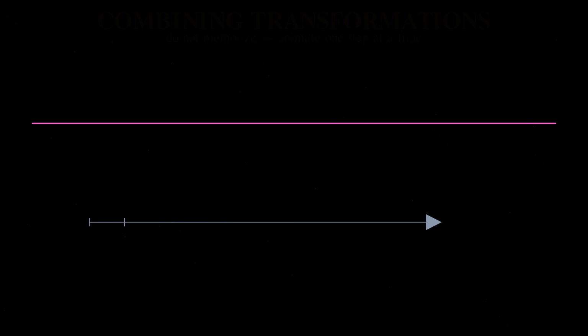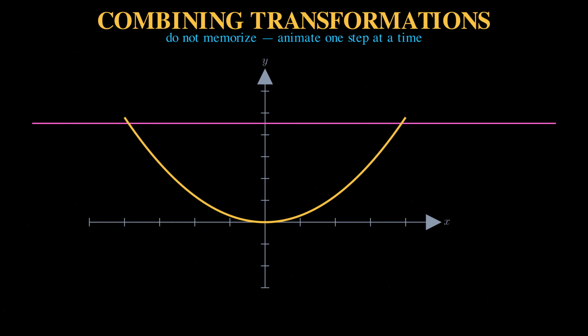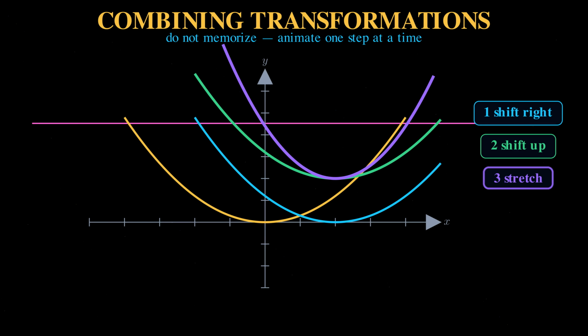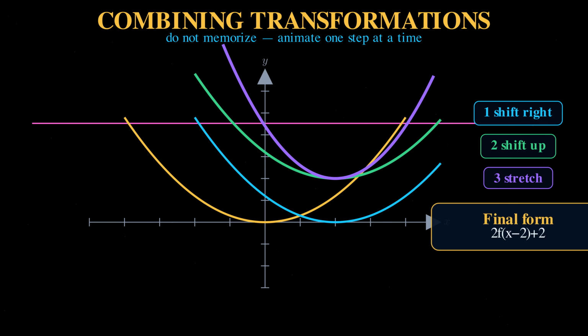Transformations can be combined. Do not try to memorize the final picture immediately. Start with the parent graph, then shift right, then shift up, then stretch, one change at a time. This method lets you build graphs instead of guessing them.